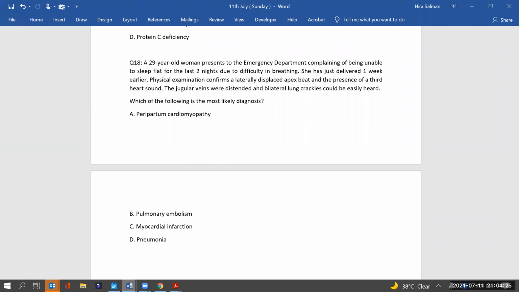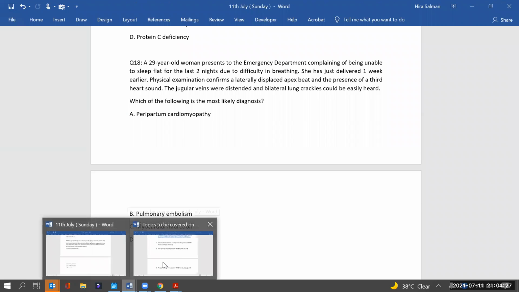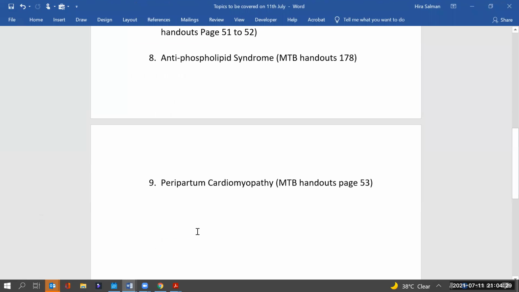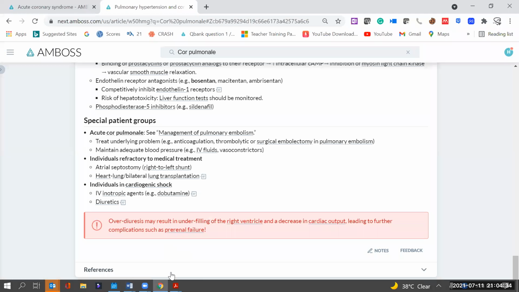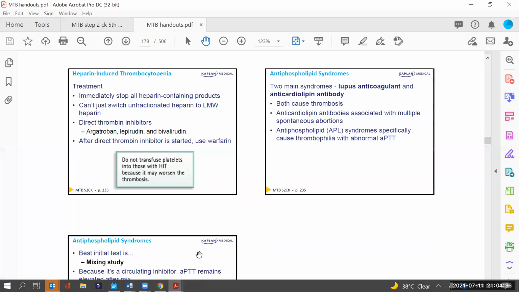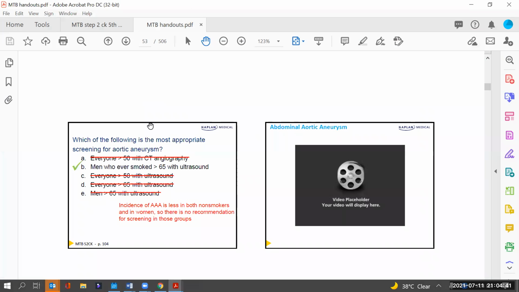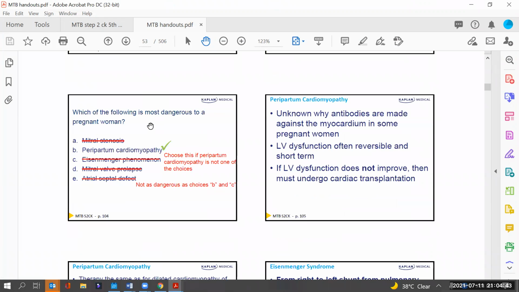So for the next one, we have to go for the theory first. Peripartum cardiomyopathy, a very, very important topic from the MCQ point of view. Page number 53. Okay. So peripartum cardiomyopathy can start just after delivery and up to 6 weeks after delivery, because the peripartum time period is after delivery till 6 weeks of delivery.